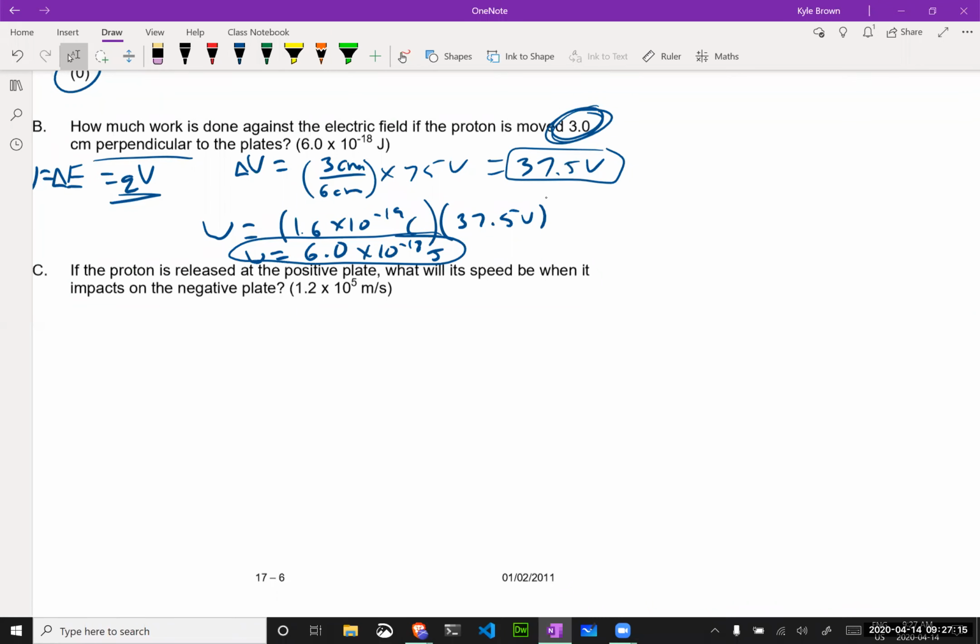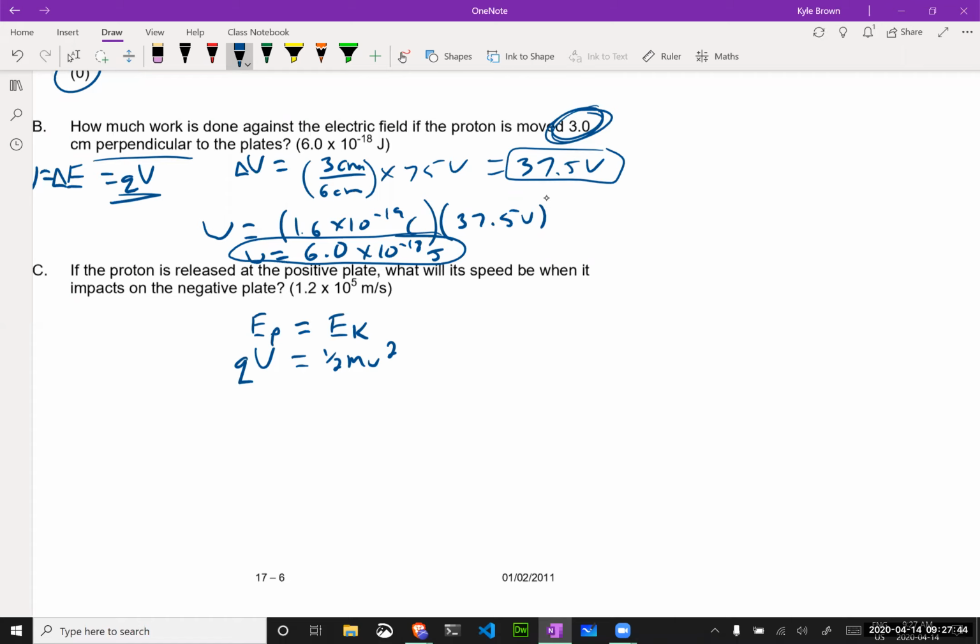Okay. If the proton is released at the positive plate, what will be the speed when it impacts on the negative plate? All right, so we've done one like this already. This is going to be another one of those potential energy is equal to kinetic energy ones. So your potential energy here is the charge of the proton times the voltage, and that's equal to 1/2 mv squared.